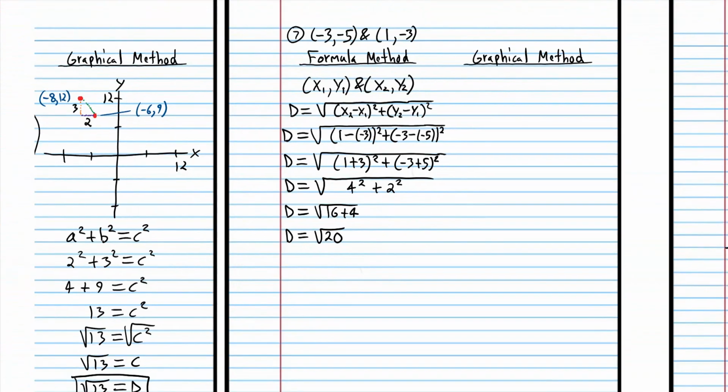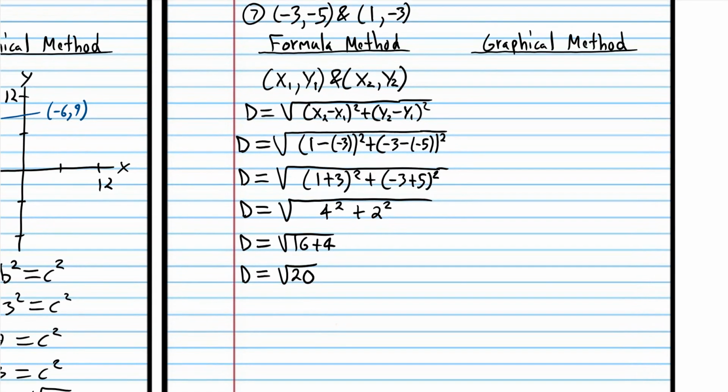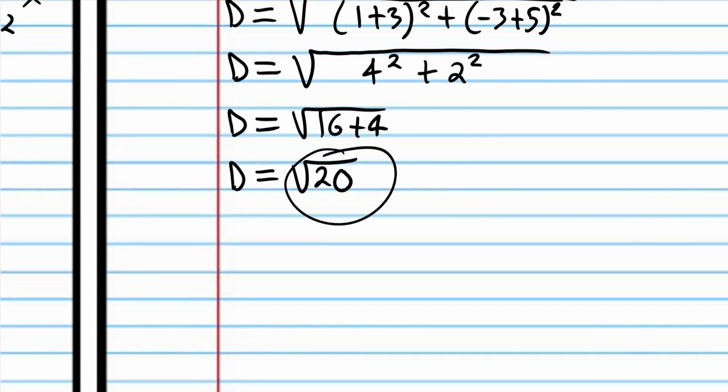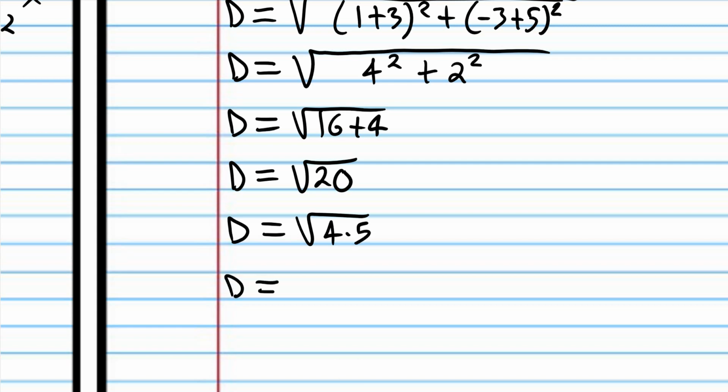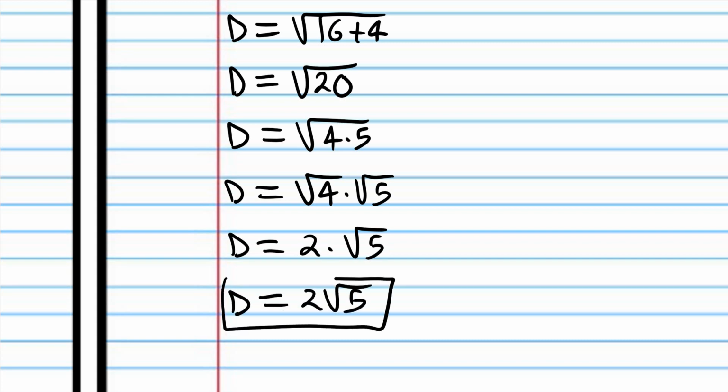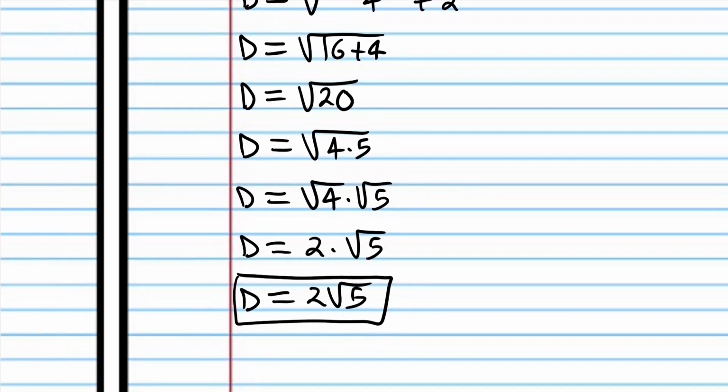Now, this is the part where students might have some trouble. There's a perfect square inside here. You can't leave a perfect square. So we're going to factor that to 4 times 5. And then it becomes square root 4 times square root 5. And square root 4 is a perfect square, so that just becomes 2. And we just put the 2 right next to the root, and you're done. So if you got that answer, good job.